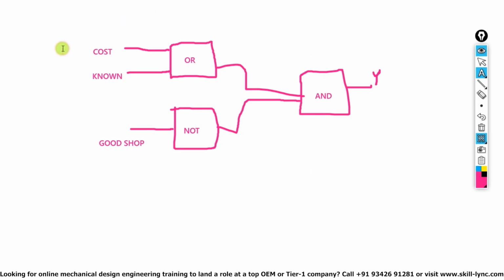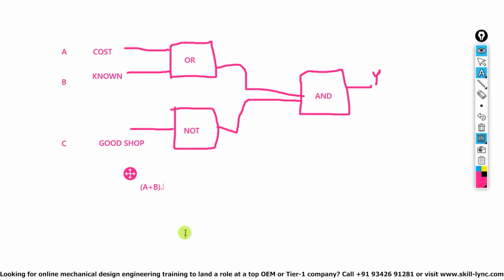Now, for example, it is A, it is B, and it is C. So how can I make an expression for this with A, B, C and Y? Okay, let us see how to make a Boolean function, or how to make an expression here. See, it is OR, which means plus sign, A plus B, and because AND is there, it is dot.